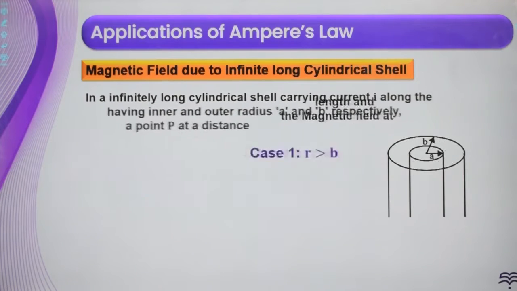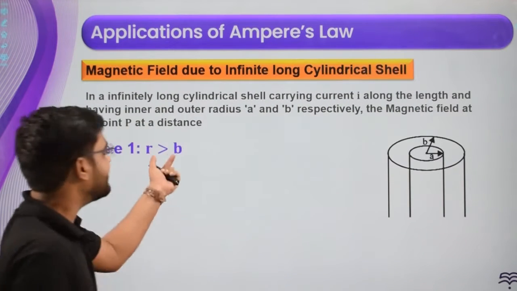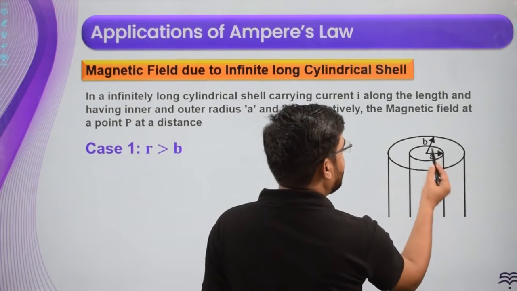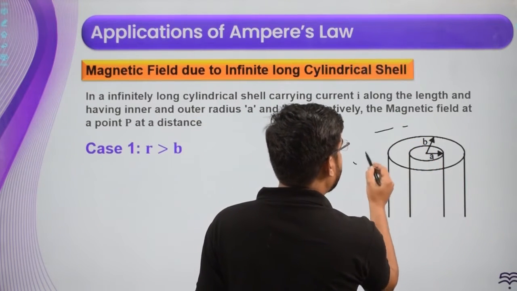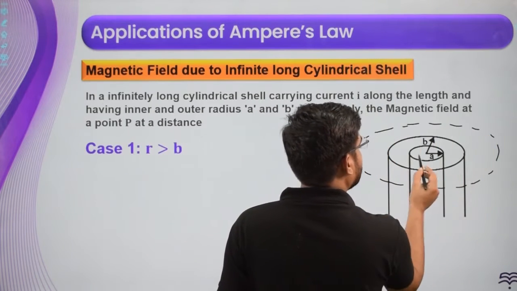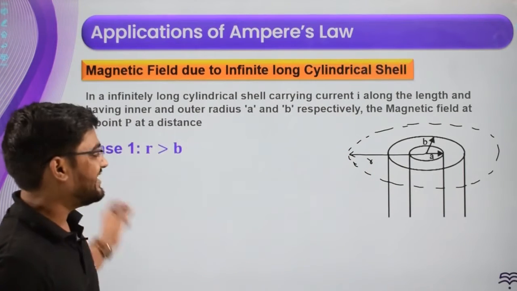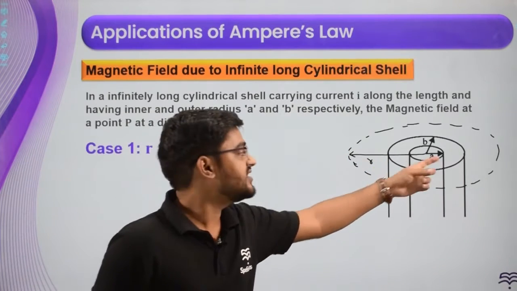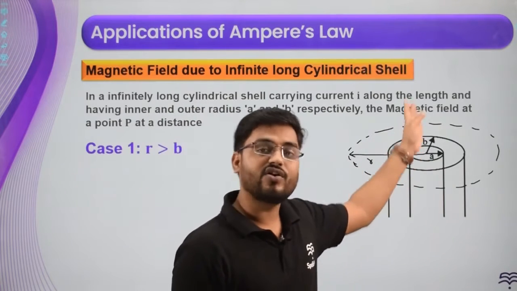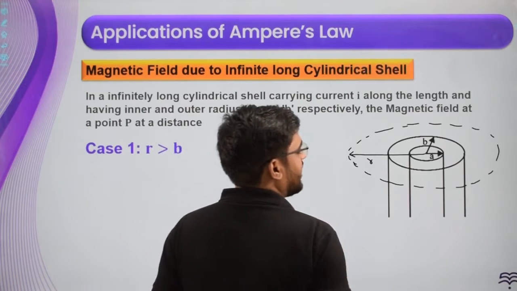First, we are going to discuss case 1. Case 1 is at a distance greater than B, meaning even greater than the outer radius. For that, let us assume an Amperian loop like this. This is my Amperian loop, and this is my R. To get the magnetic field at a distance R, I will assume a circular Amperian loop with its center on the axis of the cylindrical shell.